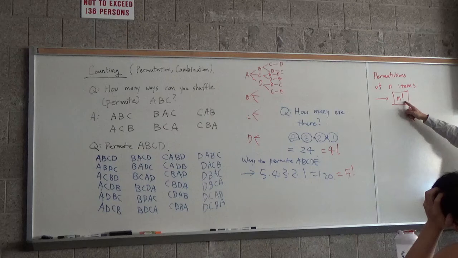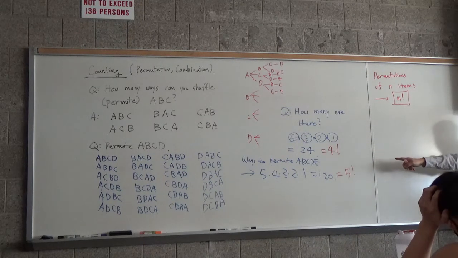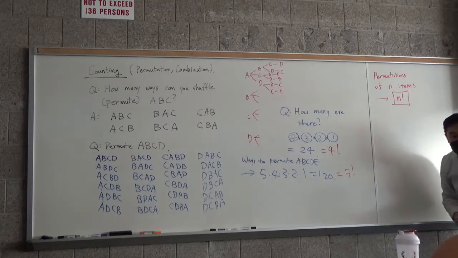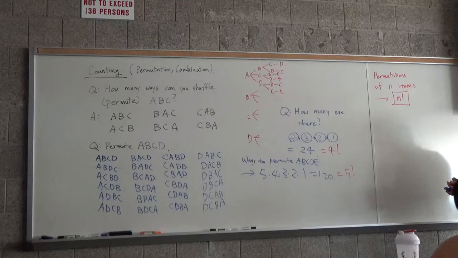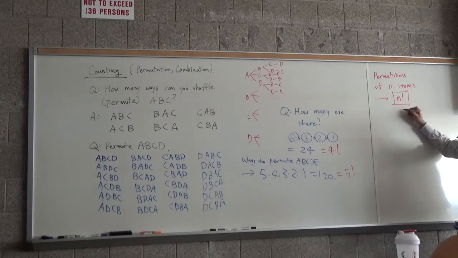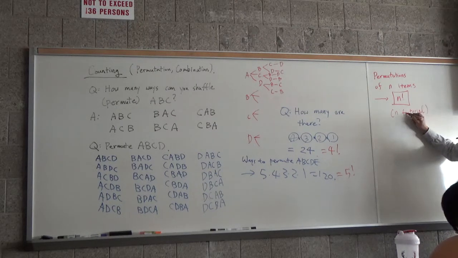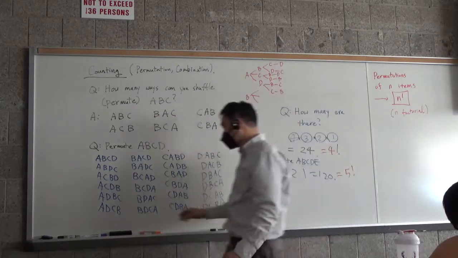It's not an exclamation thing. It means that you start with that number, and you keep decreasing by 1, and you multiply until you reach 1. Factorial. So this is called the n factorial.